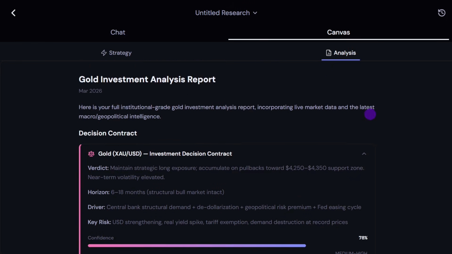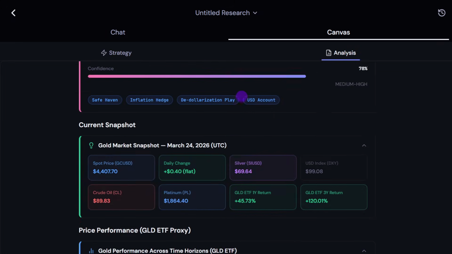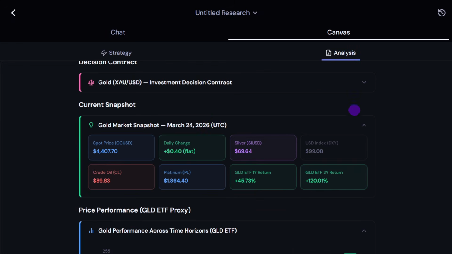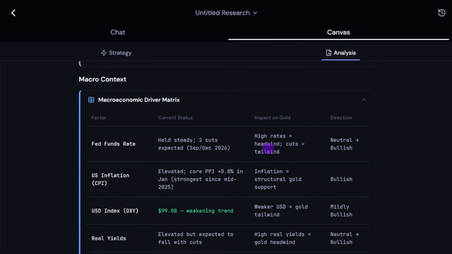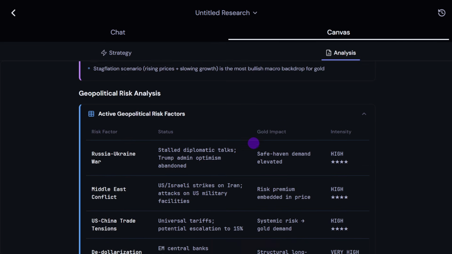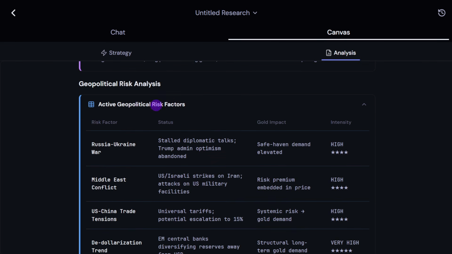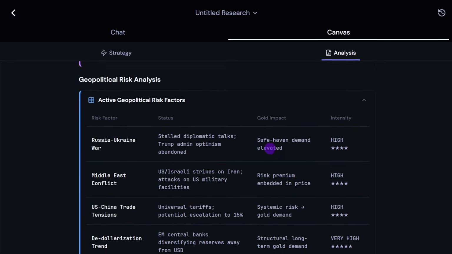It's divided into sections. So here we can see the investment decision contract that you can actually minimize. For example, you have the current snapshot, the price performance, and so on. I asked the model or the pipeline for geopolitical risk analysis as well. And this is also a section on its own as presented here.